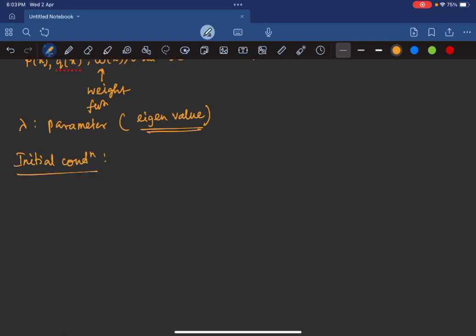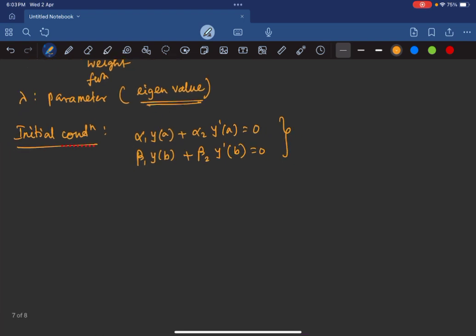What are those conditions? Alpha 1 y(a) plus alpha 2 y'(a) equals 0, and here beta 1 y(b) plus beta 2 y'(b) equals 0. These are homogeneous conditions. So here these are the initial conditions. Now based on the nature of this condition, you have different types of problems, where obviously alpha 1, alpha 2, beta 1, beta 2 are all real numbers.